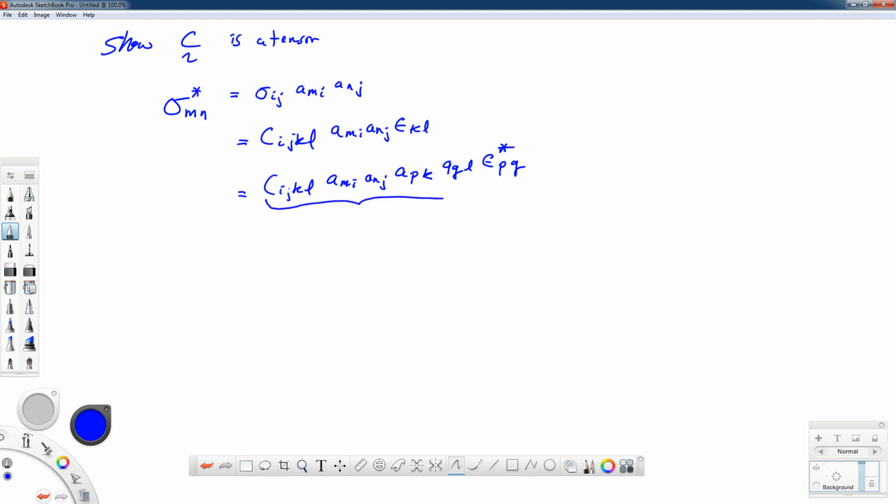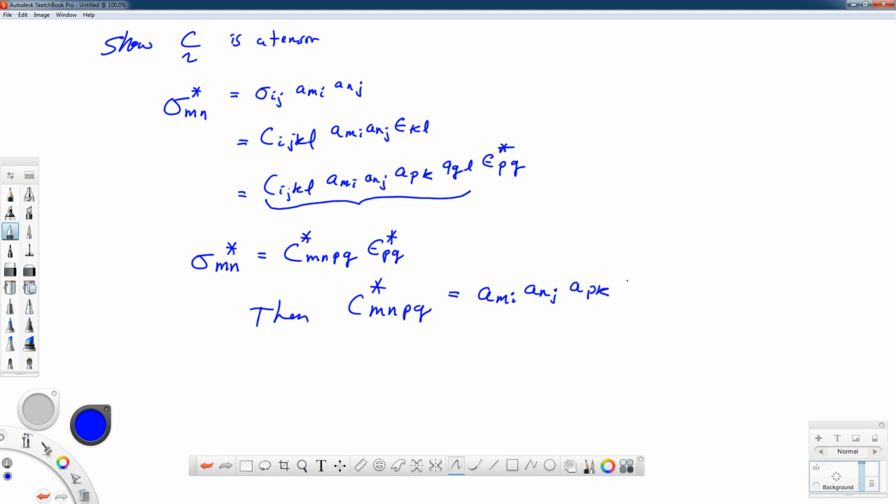Now this entire thing right here, since we have the relationship sigma mn star is equal to, be a little bit careful here, C mn PQ star epsilon PQ star, this being the starred components being the elasticity tensor in its new coordinate system, then C mn PQ star is equal to AMI ANJ APK AQL times CIJKL. And then by the definition of a fourth order tensor by transformation of components, this is a fourth order tensor.